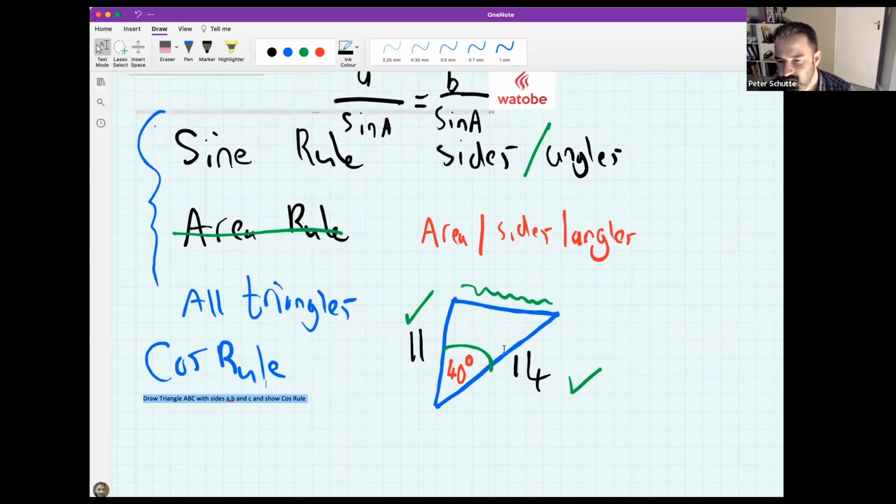So for Tejo, the reason we can't use the area rule, we could use the area rule here to find the area. Okay, so we could find the area using the area rule. That's no problem. But we can't find the length of this side over here is what I meant. So you're right, you could find the area of this because you've got two sides and the included angle.